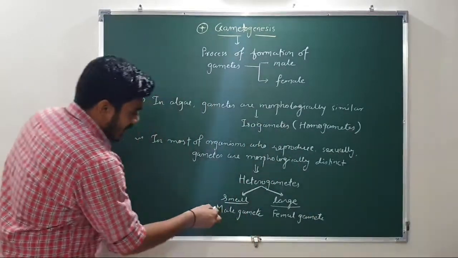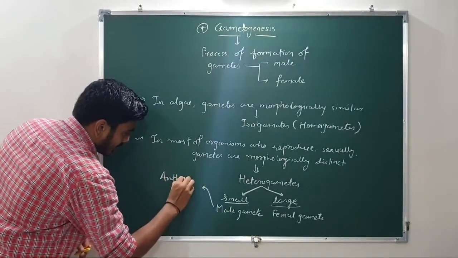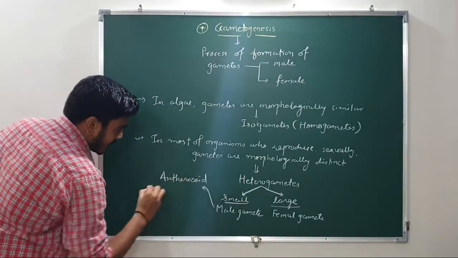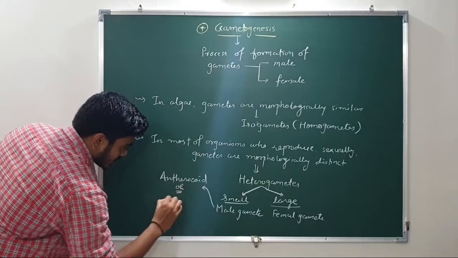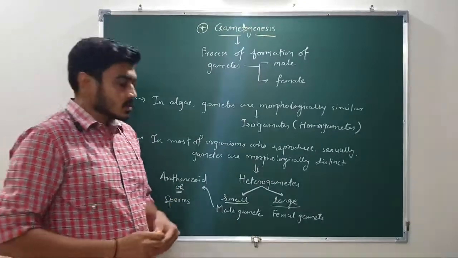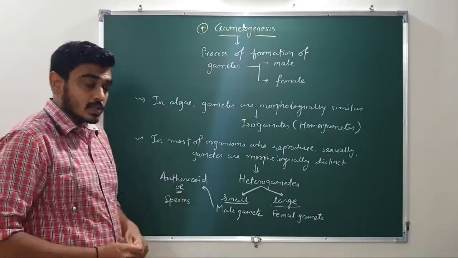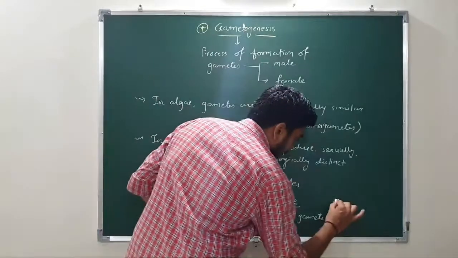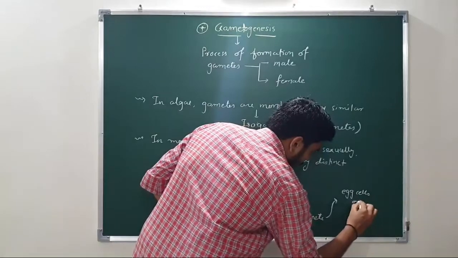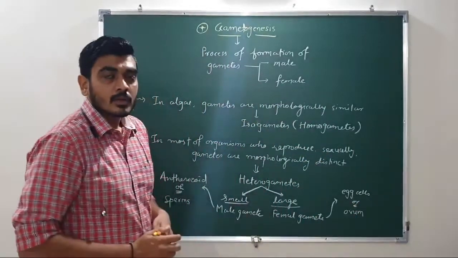Right, now these male gametes, in plants most of them are known as antherozoids. And in animals, mainly these male gametes are known as sperms. So the male gametes are either known as antherozoids or sperms, while female gametes are mainly known as egg cell, or we can say ovum, or in plural ova.